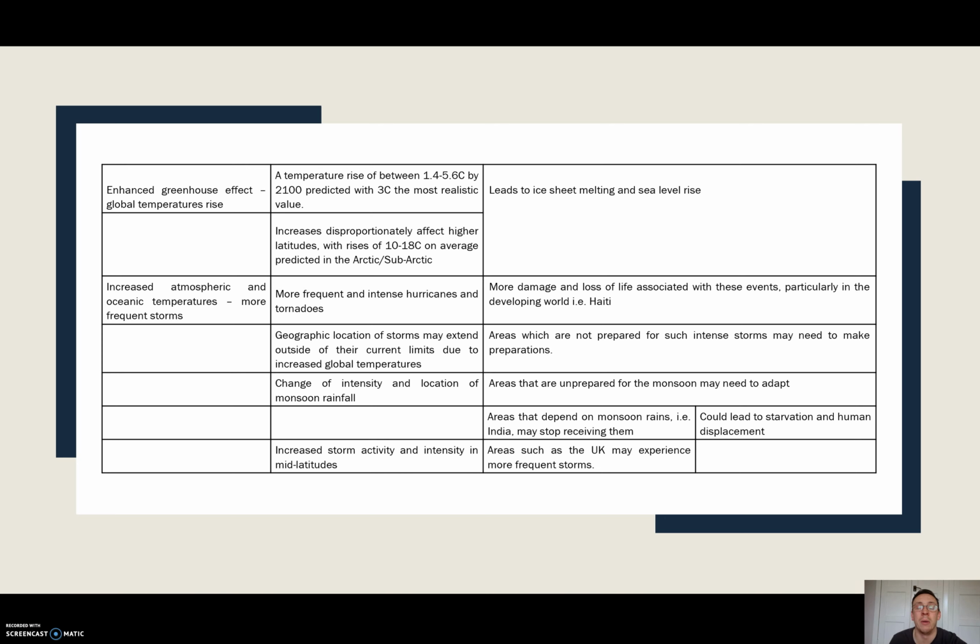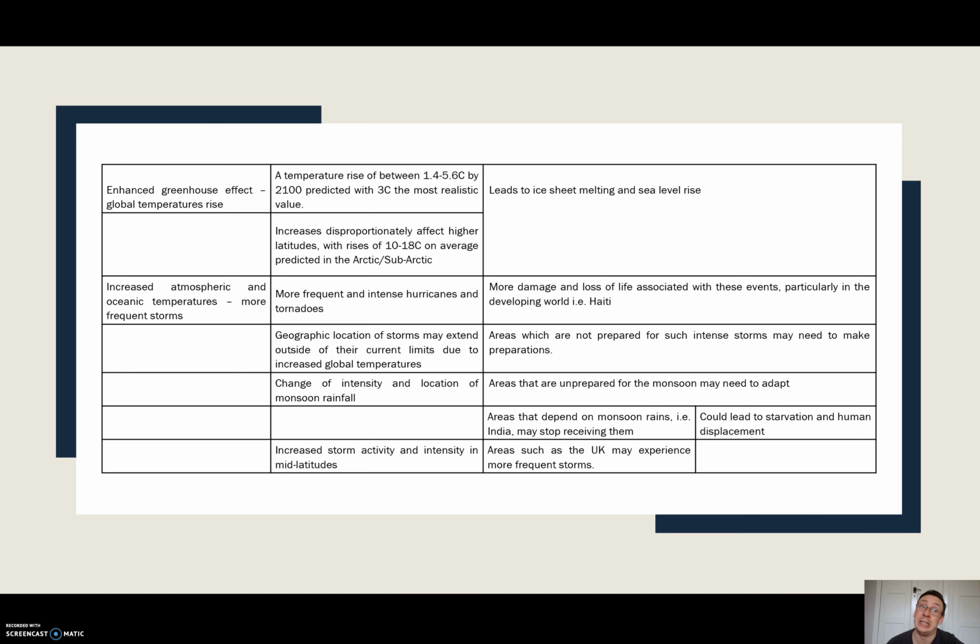Most people reckon around 3 degrees is what we are reasonably looking at. And the increase is disproportionate. As you go away from the equator, the increase in temperature becomes a lot more pronounced, and you could be looking at 10 to 18 degrees average temperature change in the Arctic and the subarctic.